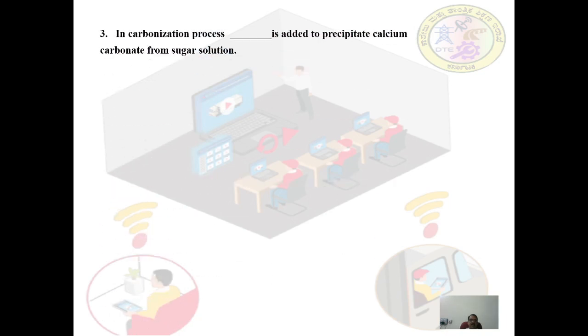Third question, in the carbonation process, dash is added to precipitate calcium carbonate from the sugar solution. Option A, sulfur dioxide. Option B, carbon dioxide. Option C, sulfur dioxide. Option D, phosphorus pentoxide. Option B is the right answer, that is carbon dioxide.